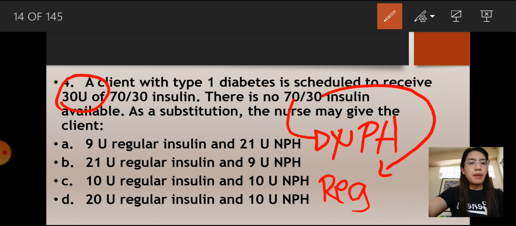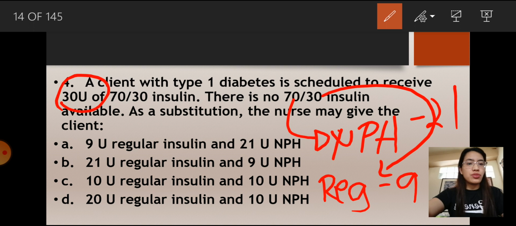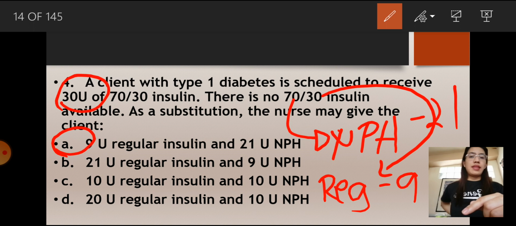Tapos, 30% daw is regular. So, 30% times 30, that will be 9. So, the answer will be 21 units of NPH and 9 units of regular insulin. So, for this number, the correct answer is letter A. 9 units of regular and 21 units of NPH.